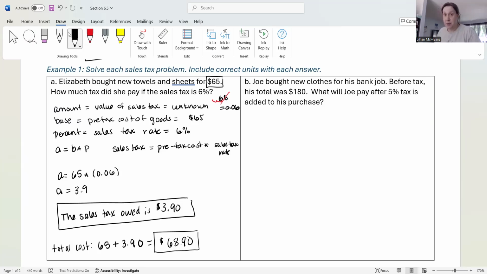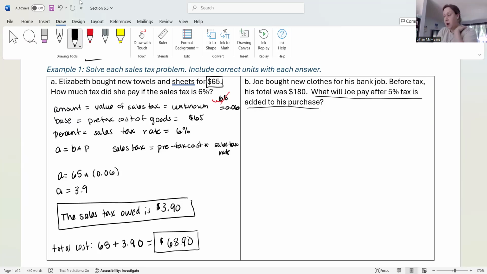Let's look at part B. Okay? So Joe bought new clothes for his bank job. Before tax, his total was $180. What will Joe pay after 5% tax is added to his purchase? Okay, so this one is asking for that total cost. It's not saying, hey, how much does he pay in sales tax? It's saying, what is the total amount that Joe ends up paying after the sales tax is added?